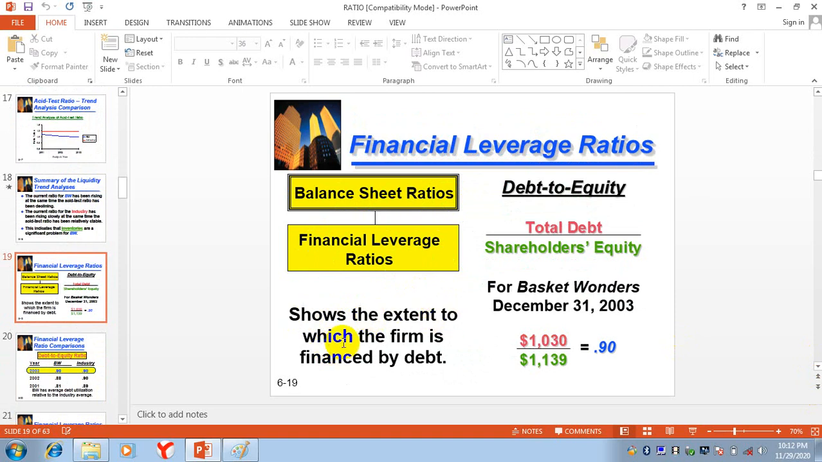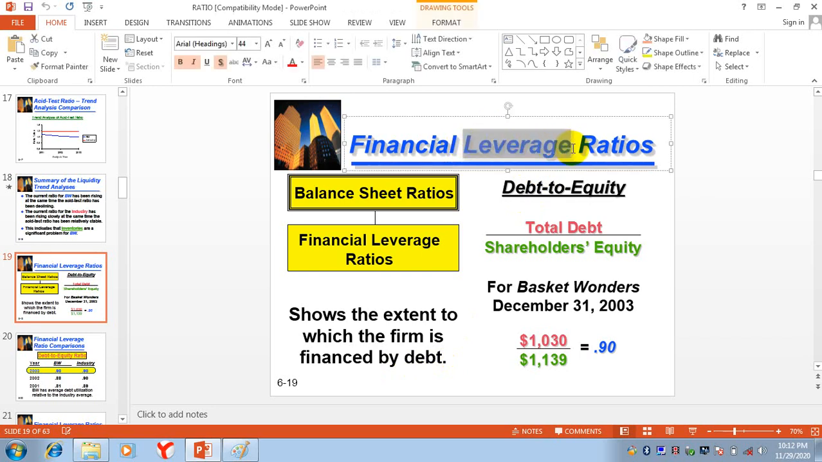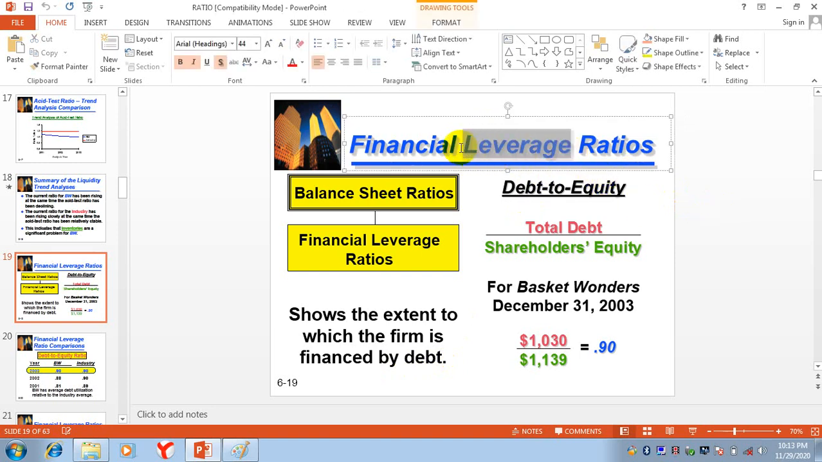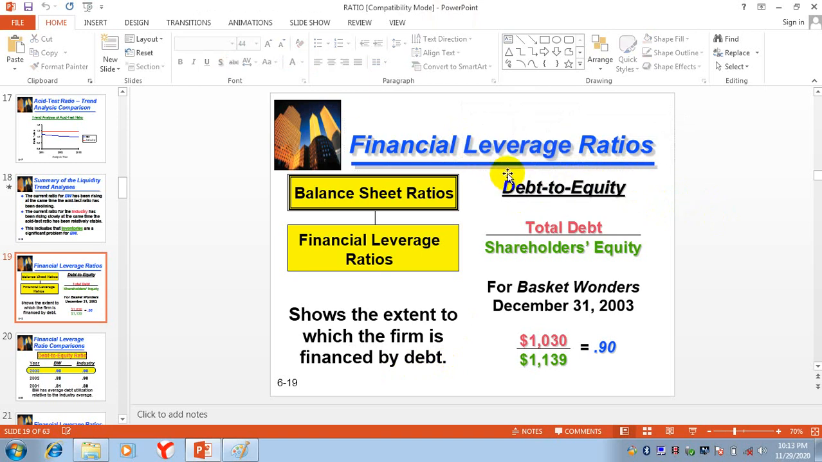Shows the extent to which the firm is financed by debt. Leverage is the use of debt financing in the business. Leverage is the use of debt. So here we will talk about the debt ratios. The first one is debt to equity. This shows the extent to which the firm is financed by debt.